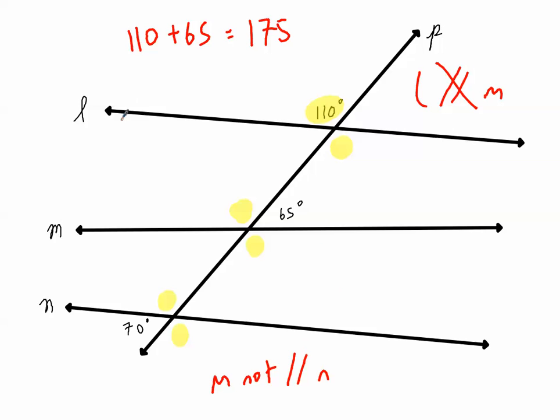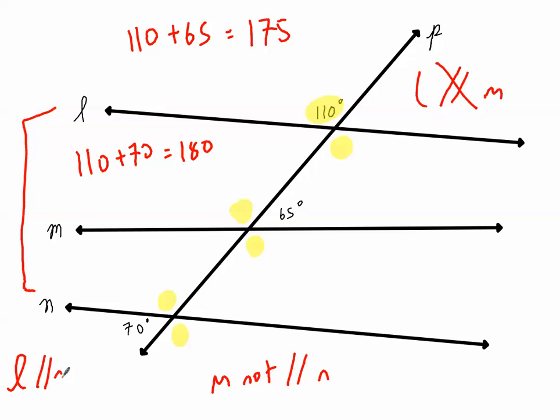One more one we can check. We've checked M and N. We've checked L and M. Let's check these outside ones. Again, we have one big and one small. Is it true that 110 plus 70 equals 180? That is true. Because one big plus one small equals 180, the only two lines that we have parallel here are L and N. So if you were looking for a pair of parallel lines, that is how you would do it.